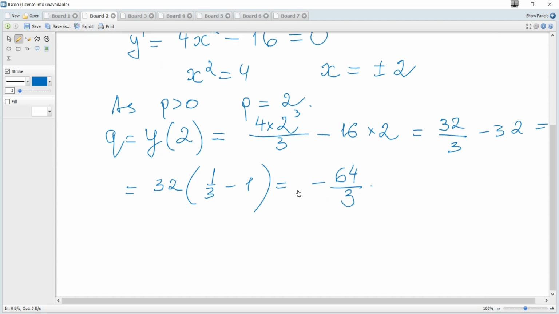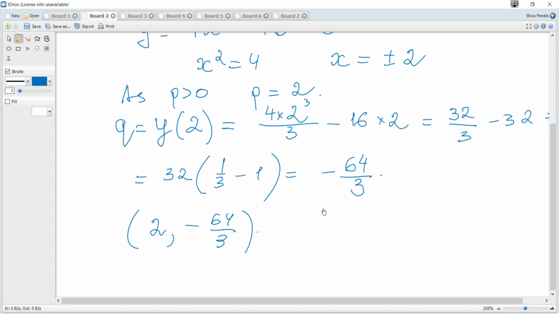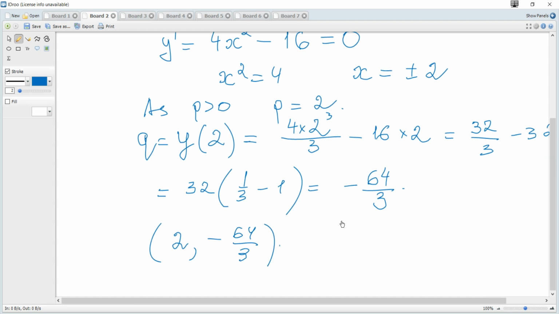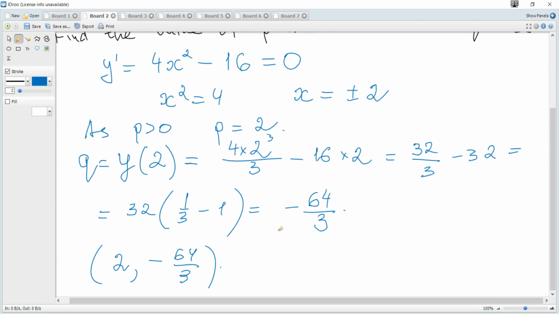And hence (p, q) is (2, −64/3). And that's all for this question.